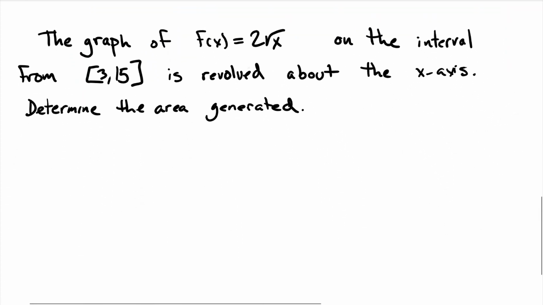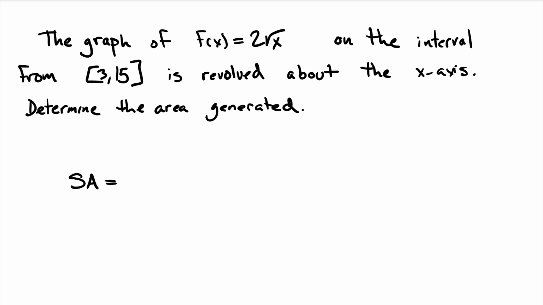So the graph of some function f, which is equal to 2 times the square root of x, on the closed interval from 3 to 15, is revolved about the x-axis. Determine the area generated. All right. Well, I'm going to write down the formula right below. It's always good practice to write it a few times.